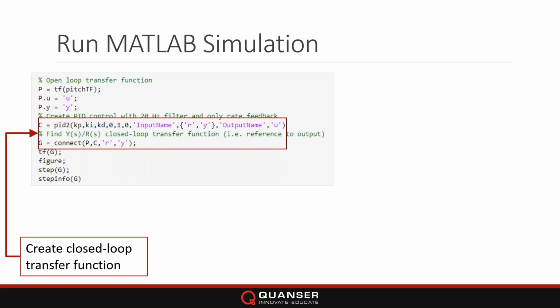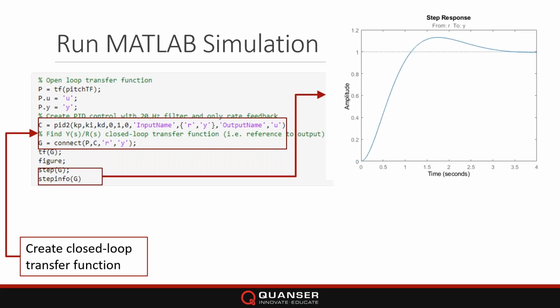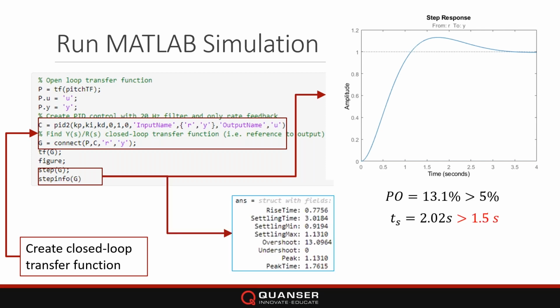So we create the closed loop transfer function using the 2-DOF PID controller MATLAB command. We connect that, and then we run the step. So we run the step and we get a certain response. And if we run the step info, the settling time is not bad. So using the step info again, we're looking at a settling time of 2 seconds, which is more than our design constraint, but well under our expected 3.5 second settling time. The overshoot is quite large. So 13.1% is larger than 5% and larger than the 10% I want it to be.